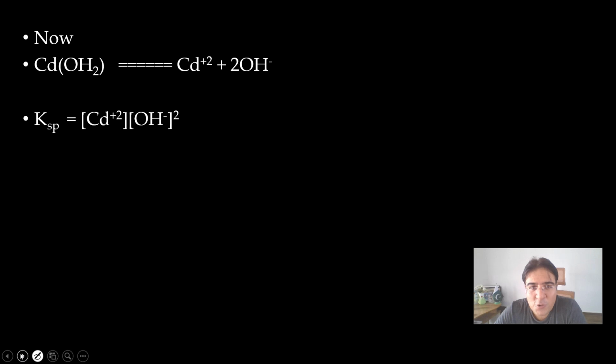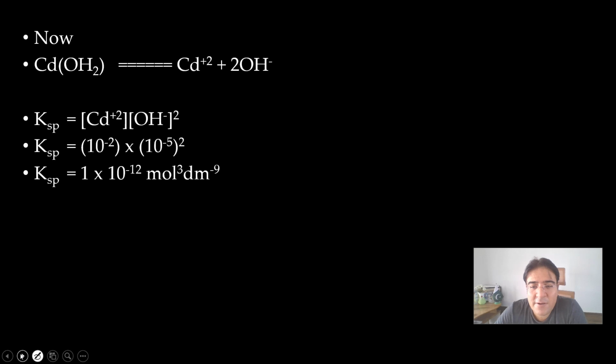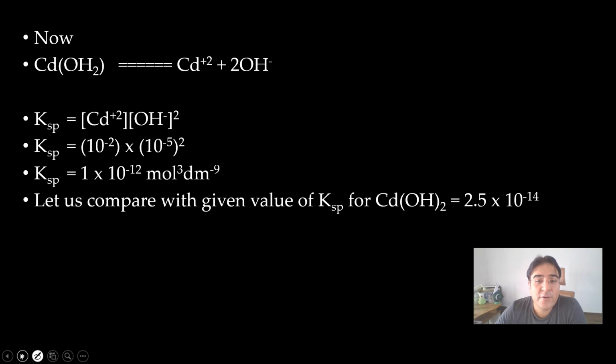Cd(OH)2 will make Cd2 plus and 2 OH minus. Now put the values. 10 power minus 2 for Cd and 10 power minus 5 for OH, but there is a square from the law of mass action rule. Multiply them, the answer is 1 times 10 to the power minus 12. Now let's compare to the Ksp. Ksp is 2.5 times 10 to the power minus 14.